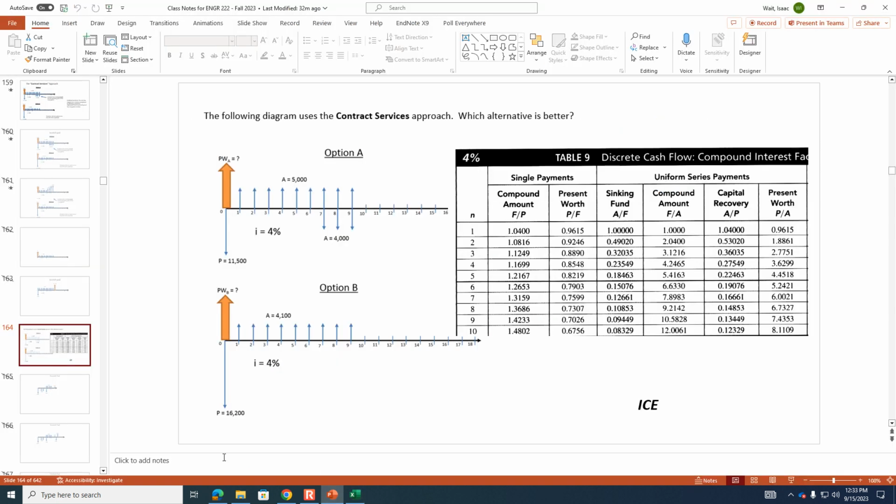Yeah. So when it comes to extending option A, how did they come up with the 4,000 specifically?